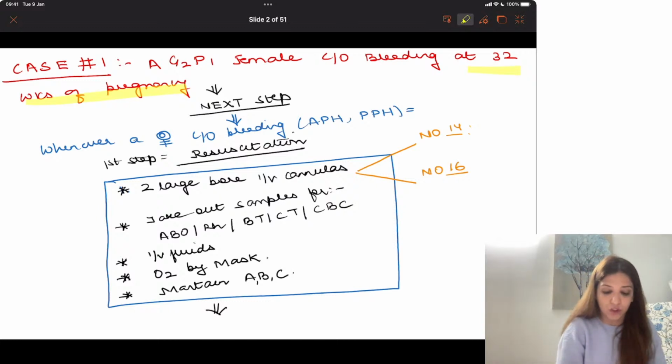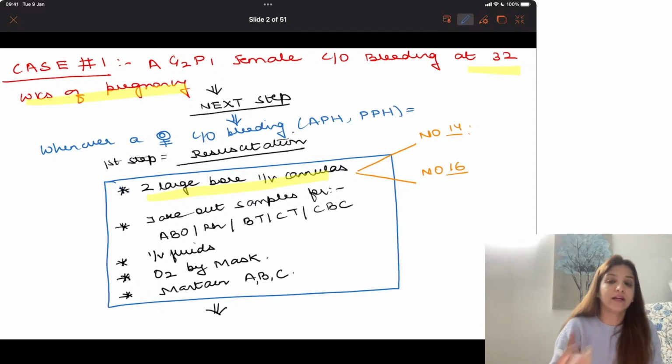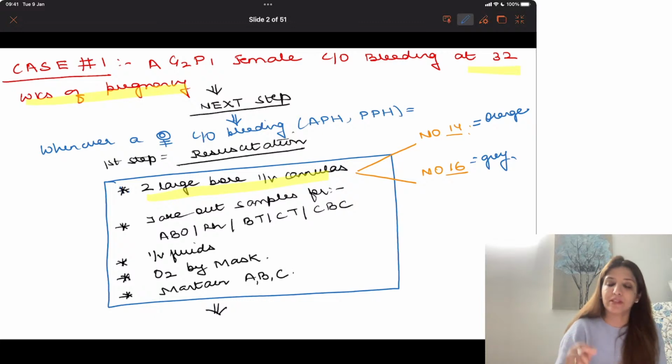Resuscitation has to be done with 2 large bore IV cannulas. All of us know that there is number 14 cannula and number 16. These are large bore IV cannulas. Now they can interlink your clinical surgical knowledge over here. They can ask you what is the color of number 14 cannula. So the color of number 14 cannula is orange, and number 16 is grey in color. When you are putting the cannulas, you are going to take out samples, give IV fluids, give oxygen by mask, and maintain airway, breathing and circulation.